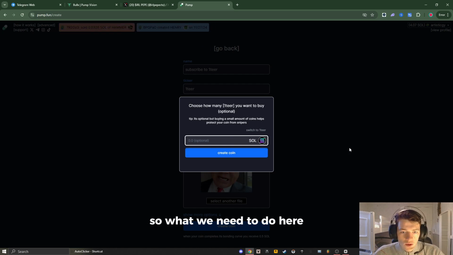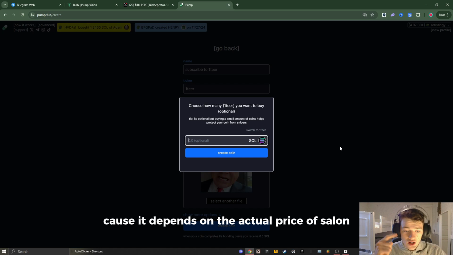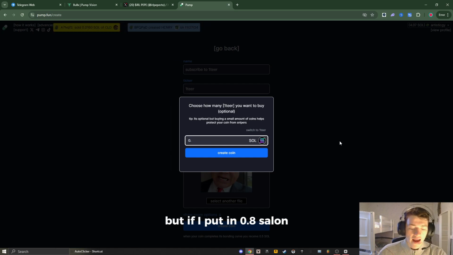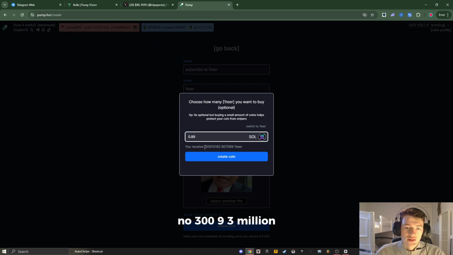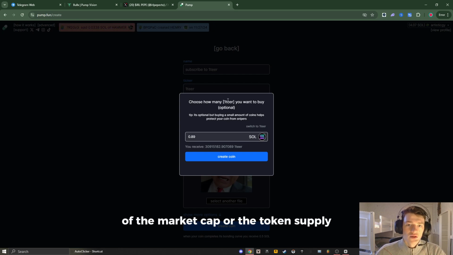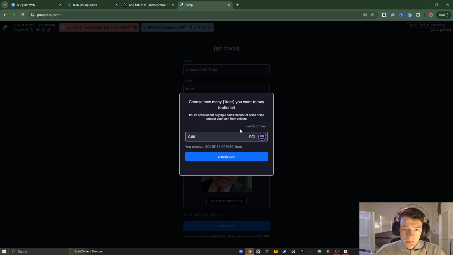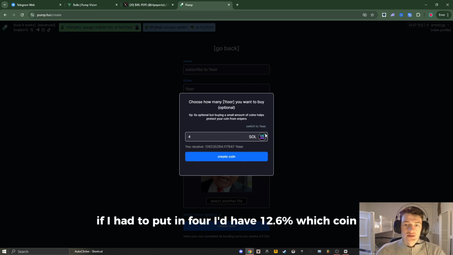What I want you to do here is just play around with the numbers, because it depends on the actual price of Solana. But if I put in 0.8 Solana, you see that I receive 3.09 million. So I got 3.1% of the token supply. If I was to put in 4, I'd have 12.6%.